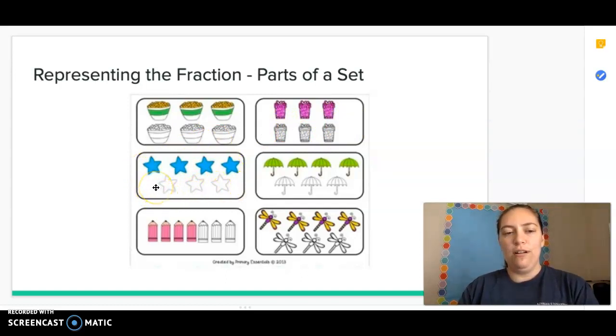4/7. And you can do the same for the umbrellas. You can really use any picture that you want as long as you have a whole set of things and then color in just parts of it.